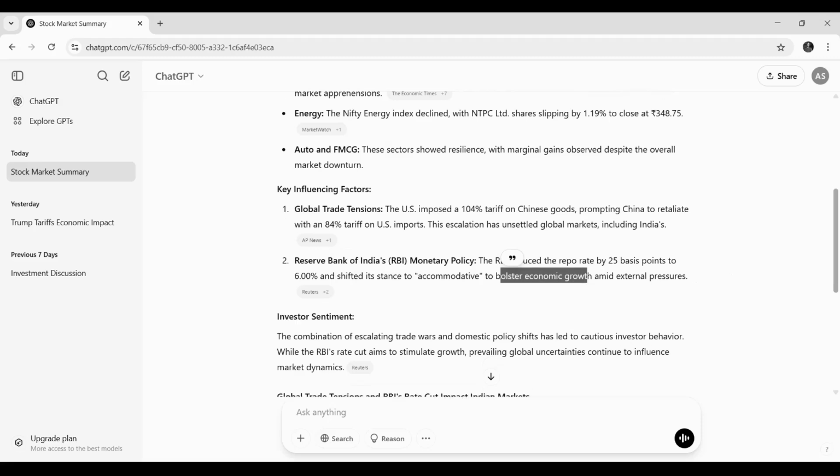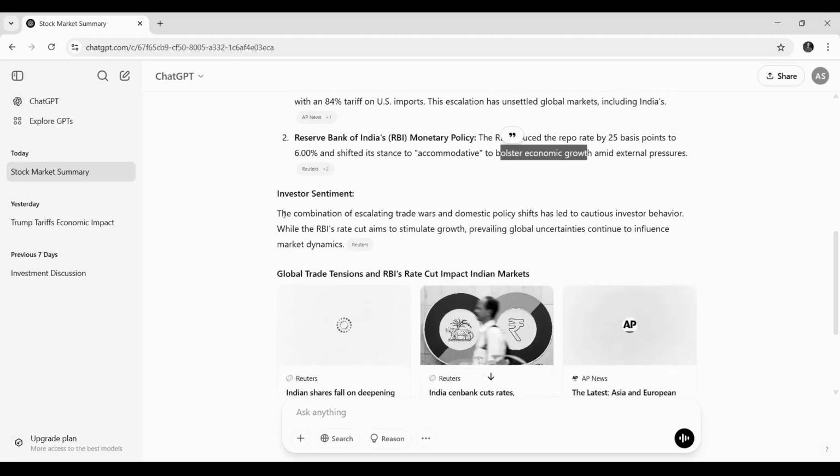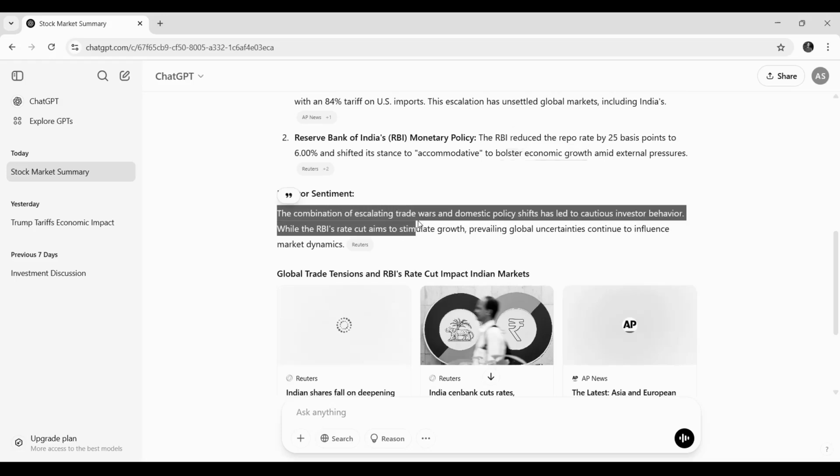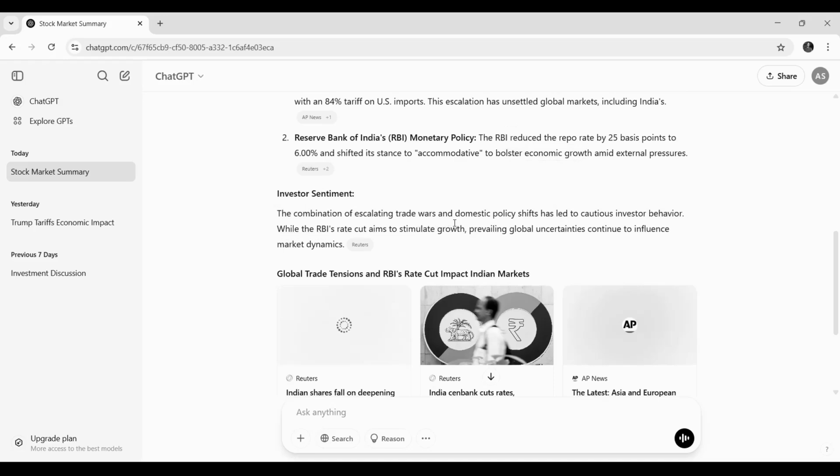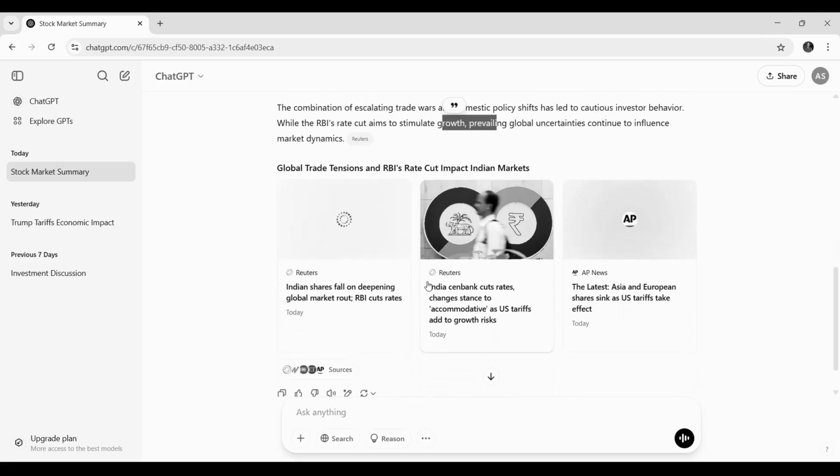Okay, now what is the investor sentiment? We can know that as well. The combination of escalating trade wars and domestic policy shifts has led to cautious investor behavior. While the RBI's rate cut aims to stimulate growth, prevailing global uncertainties continue to influence market dynamics. Okay, see, these are the sources from where it is giving its information.